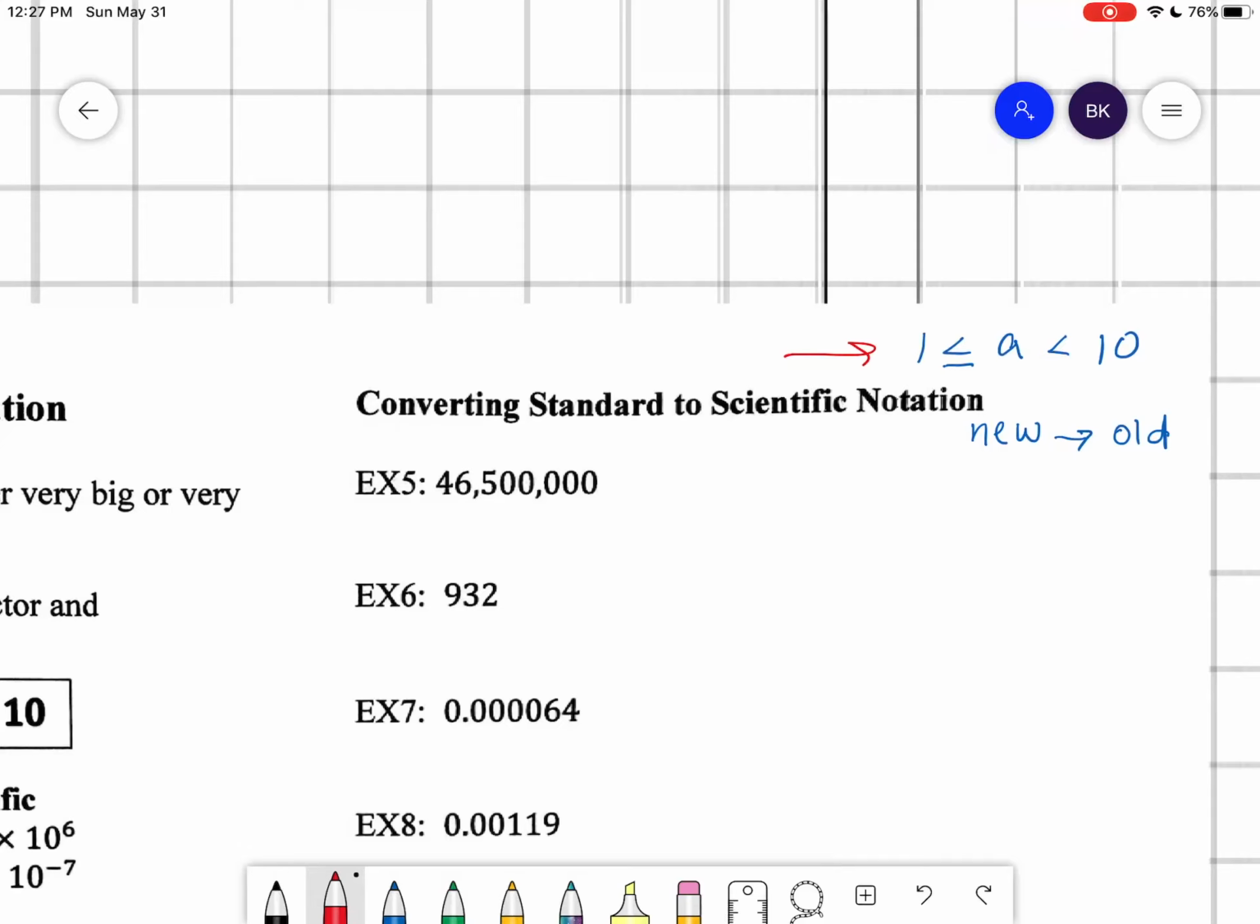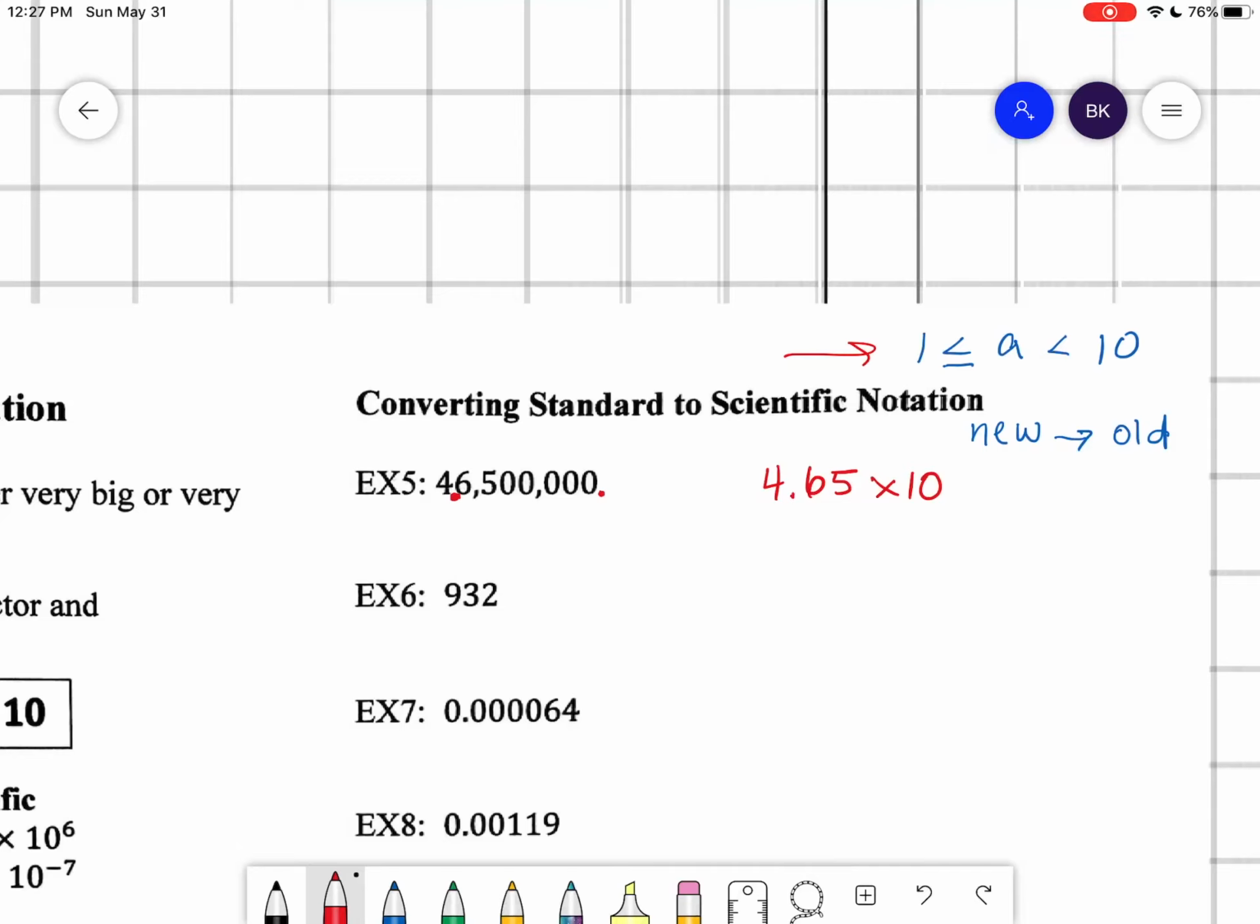But if I put it between 4 and 6, it will give me a decimal 4.65, which is perfectly where I want it to be. So what I'm going to do is put my decimal right here. Now, my old decimal was right here at the end, right? So now I'm going to jump from new to old. How many times am I jumping? So again, I'm going to write down 4.65 times 10.